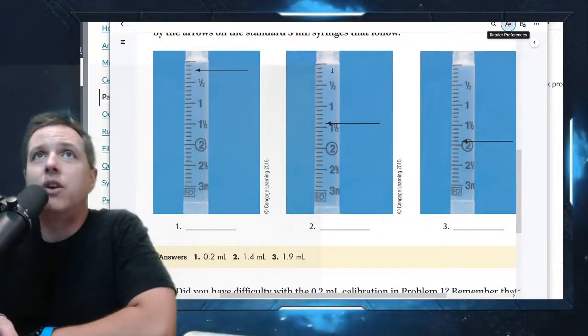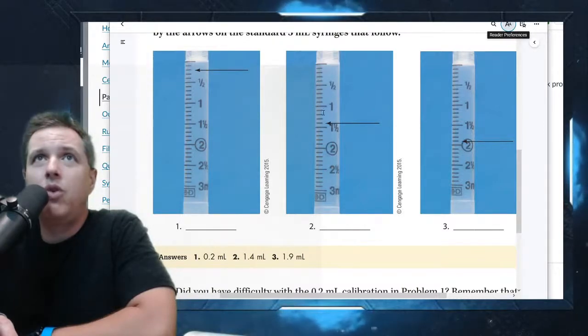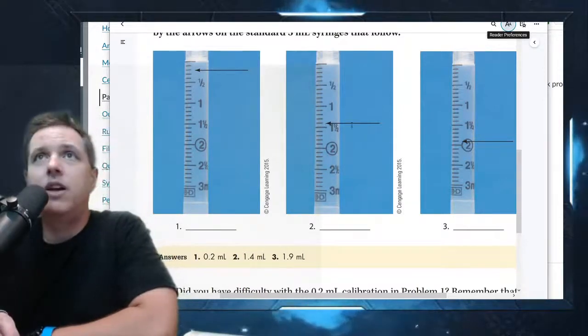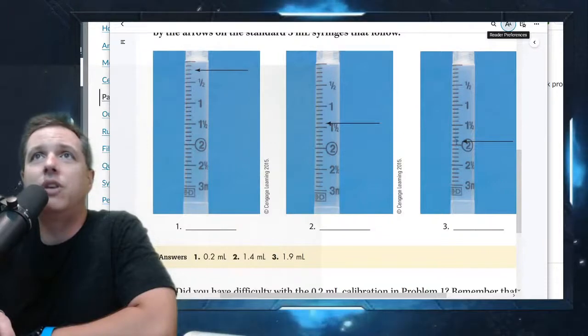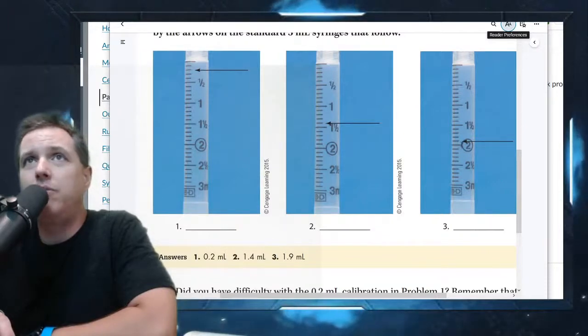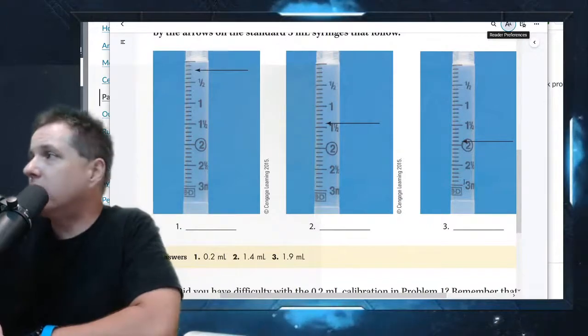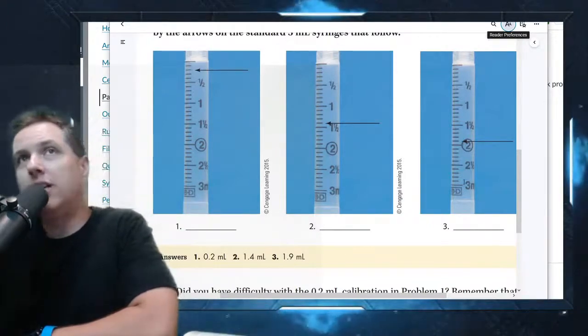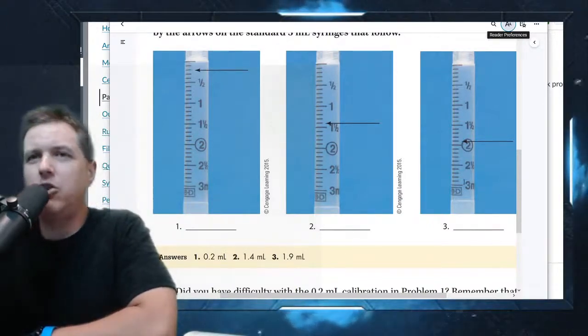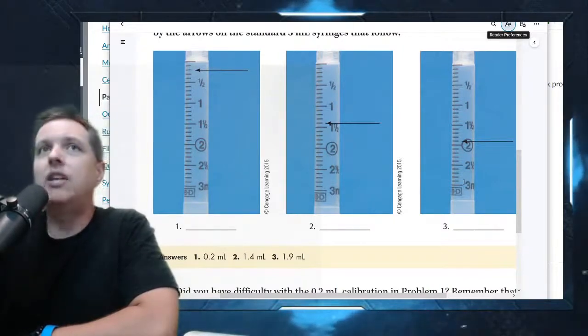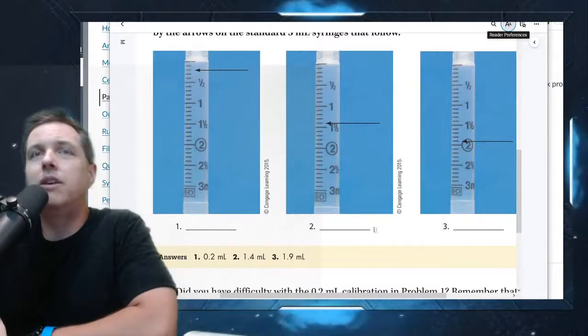So what about this one? Well, it's past 1, so we know we've got 1 milliliter, and then we're going 1, 2, 3, 4 more, so 1.4 milliliters, right? And by that same reasoning, we can see this one. It's 1/10 short of being 2, so that would be 1.9 milliliters, all right? So once you have one syringe and you understand the scale that you're looking at, then it's pretty easy to make these measurements.